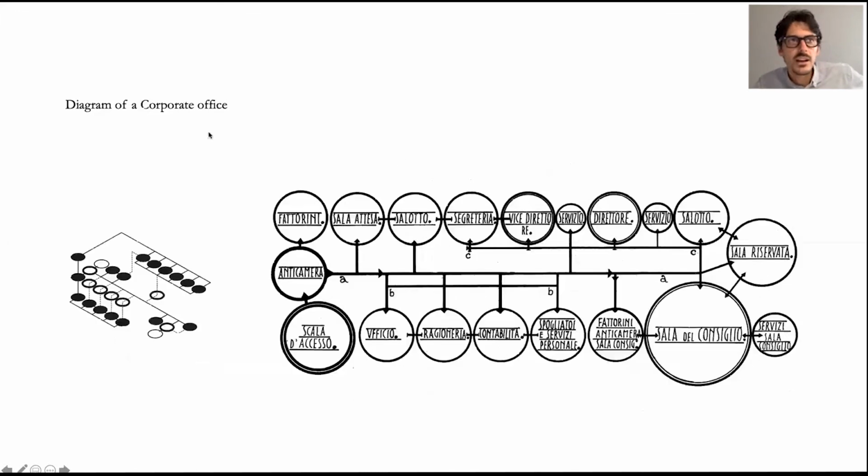Then we have other representations which are similar but not identical. This is, for instance, the diagram of a corporate office. And of course, it's a very generic representation of a corporate office, but some kind of knowledge is embedded in it. And it is the kind of knowledge that allows the architect to achieve his final design. But the composition comes first. That's what I wanted to say.